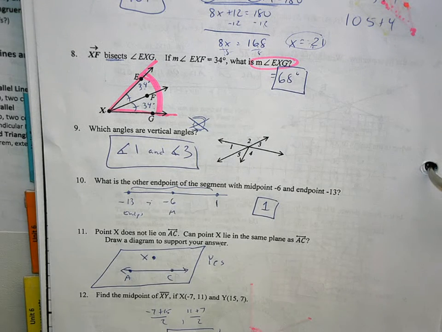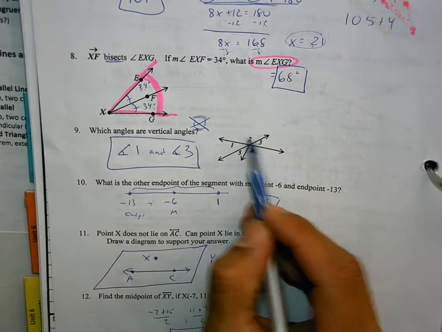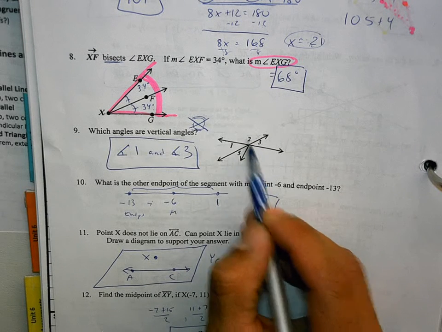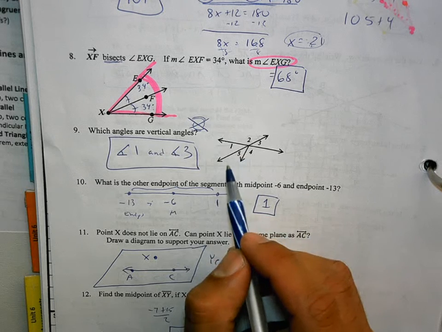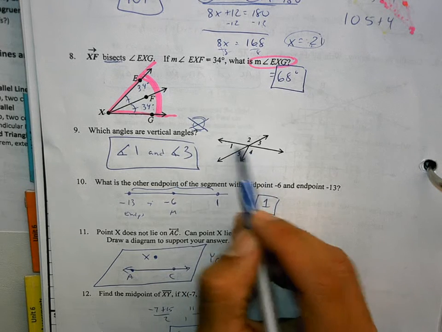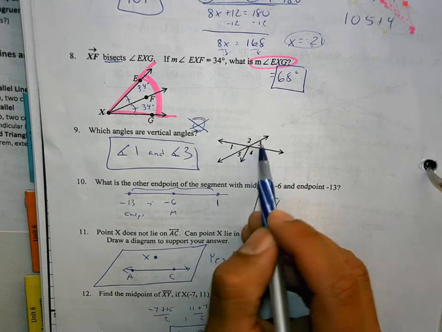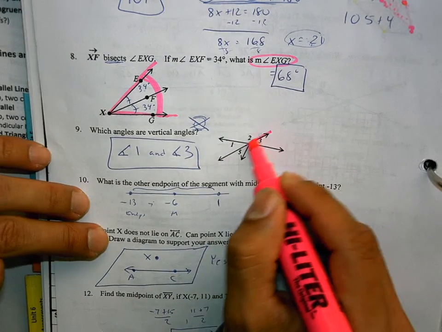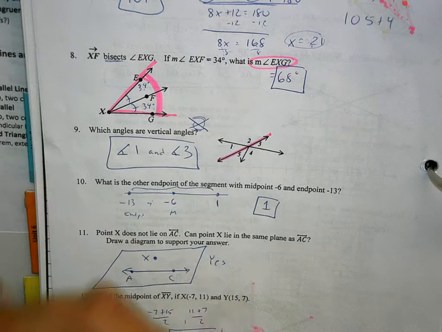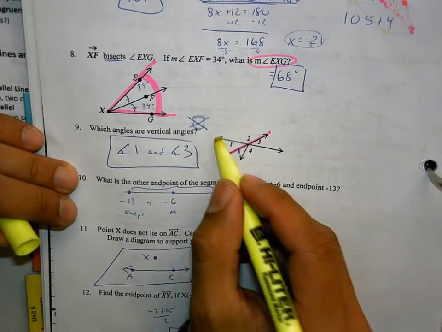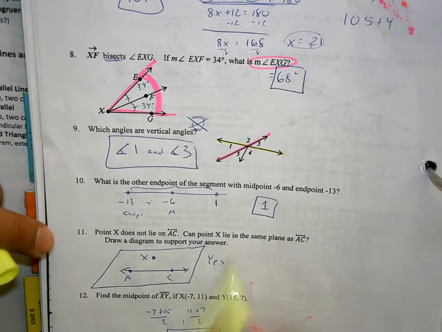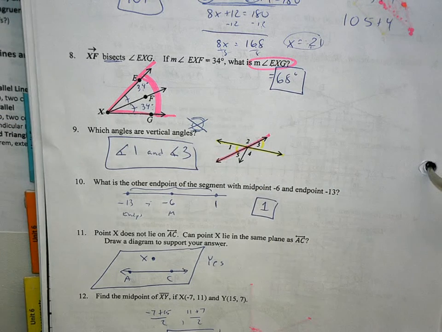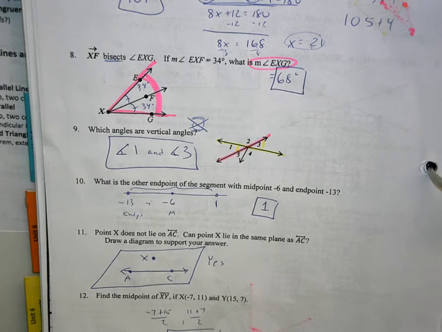So when I'm looking for doubles, 2 and 3, nope, those aren't vertical. 2 and 4, nope, because they're not the same size. The only pair that are vertical angles are 1 and 3. They're across from each other with 2 lines. Look at this line. Look at this line. The ones that are across from each other are equal to each other. You could also say 3 and 1. I would also accept that. It's the same thing.